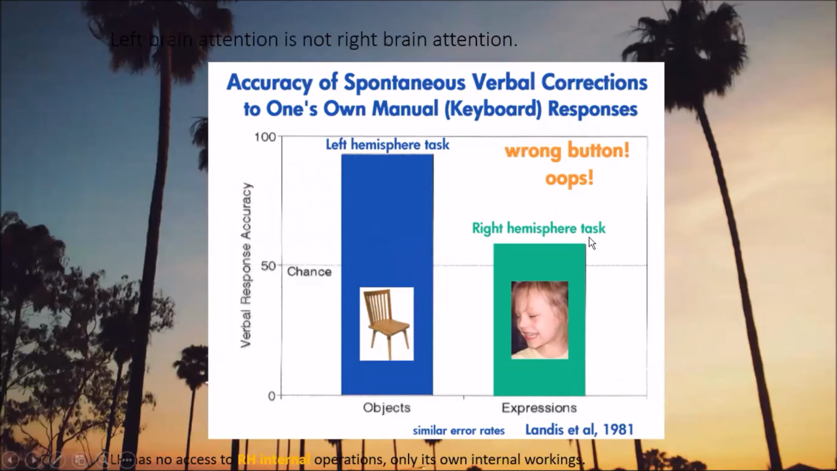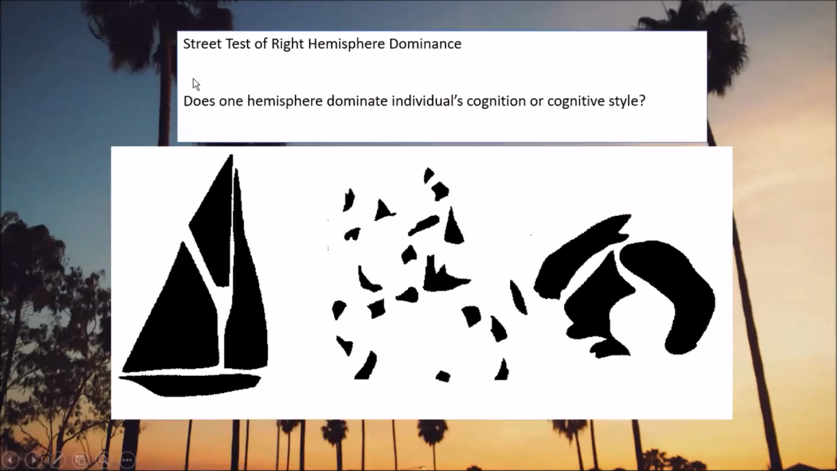I've shown you this one before. In a previous lecture I do a much better description of this, but just showing that, in these left and right brain tasks, the verbal corrections are only accurate when it's a left hemisphere task. When the right hemisphere is doing the task, the verbal corrections are at chance. But I've shown that before.